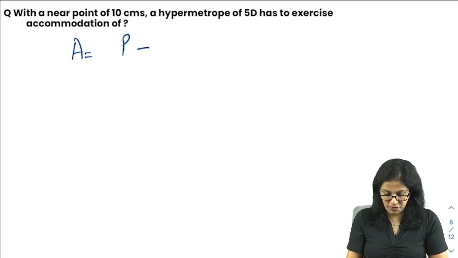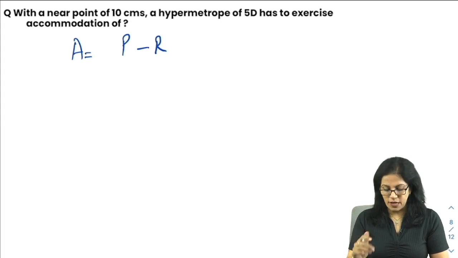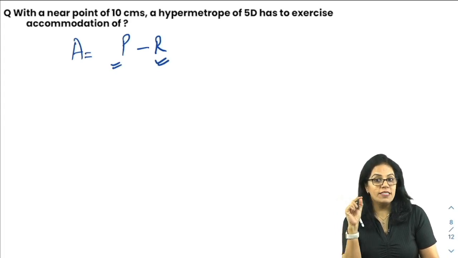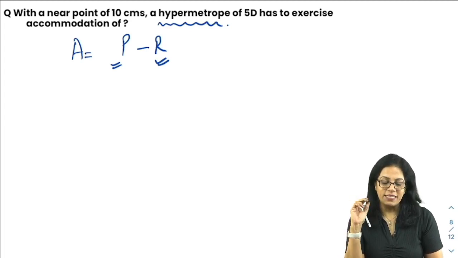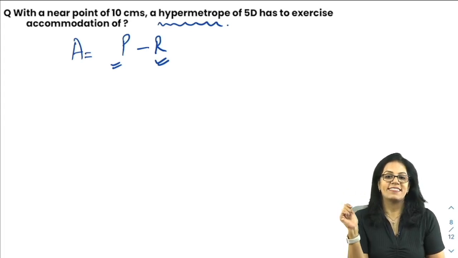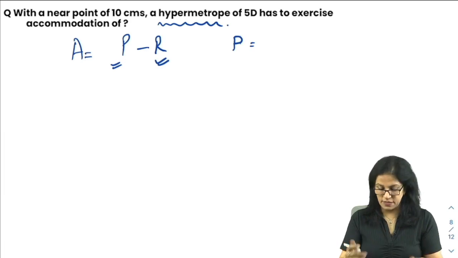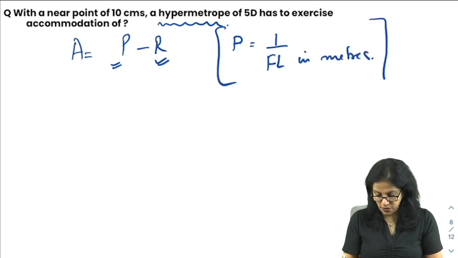Near point is proximum, far point is remotum. So your amplitude of accommodation is power at the near point, that is proximum, minus power at the far point, that is remotum. Now, once you know this, how do you solve this? The trick in this question is that he is a hypermetrope. Means, let's see. When you say near point of 10 centimeters, before we solve this, you should remember that power is equal to inverse of focal length in meters, or vice versa. If you are clear with these two things, you can solve this question.